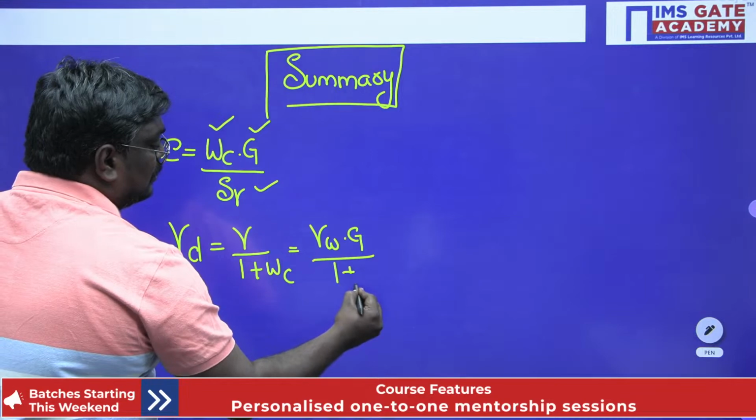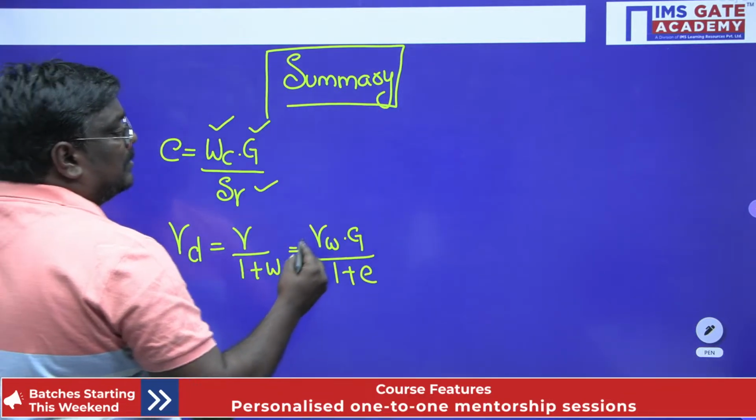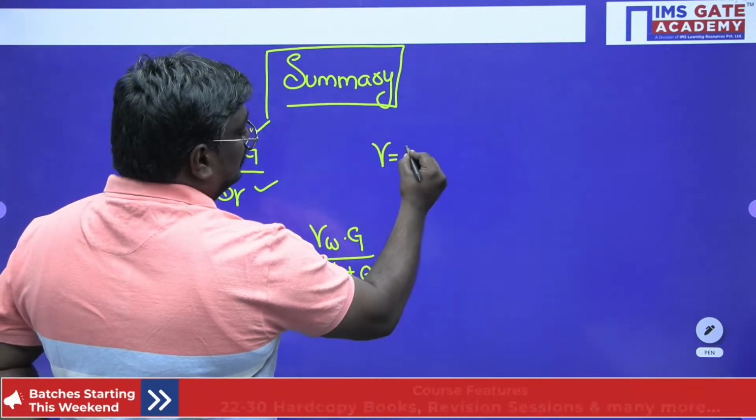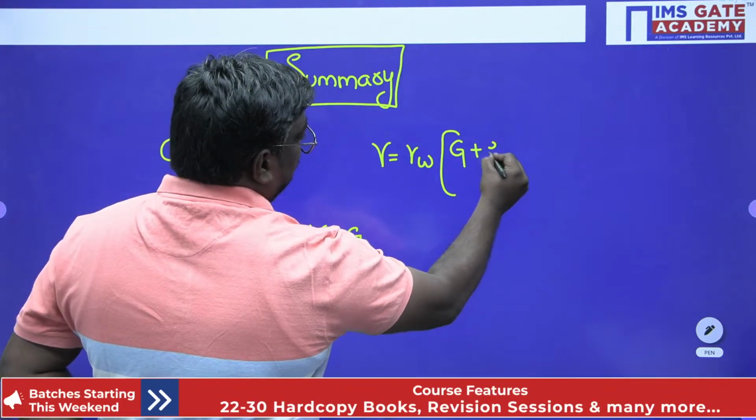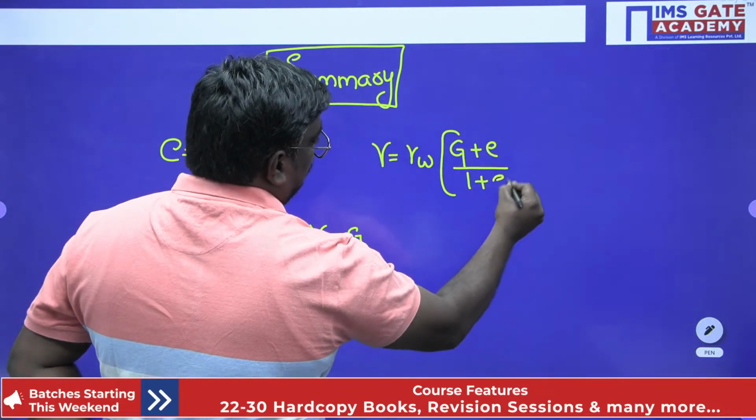As I am telling you in the previous sessions also, these formulas are very important. And gamma is equal to gamma w into (G plus e Sr) upon 1 plus e.